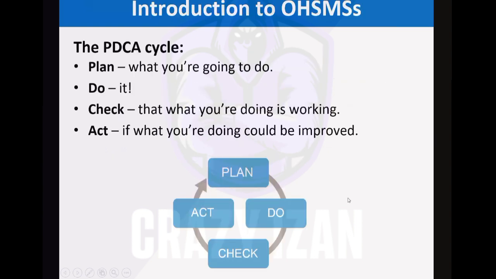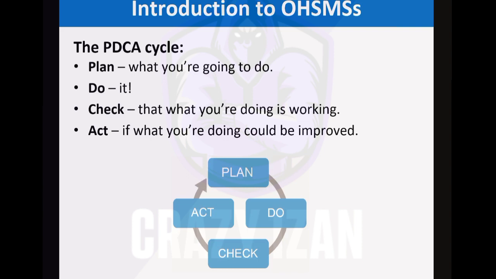Most health and safety management systems internationally are based on the PDCA cycle. The PDCA cycle, or PDCA methodology, is a very famous methodology, and you can relate almost every management system to it. What does PDCA mean? P is for plan, which means you need to plan what you're doing. Then you need to do it, or implement your plan. C is for check, check whether whatever you're doing is working or not working. And then A is for act, act if what you're doing could be improved. So this is known as the PDCA cycle.